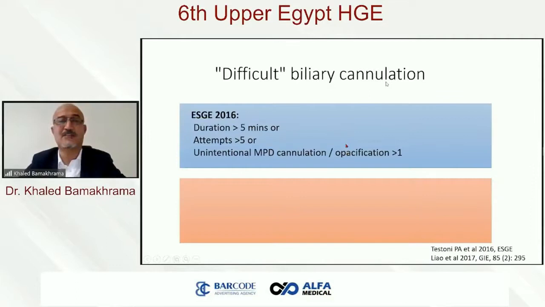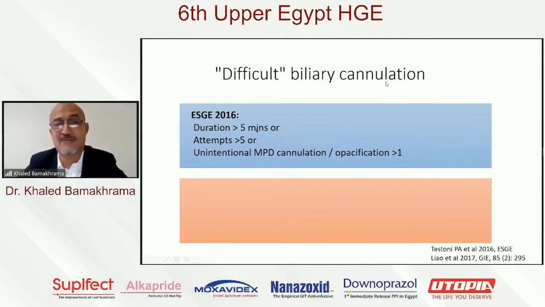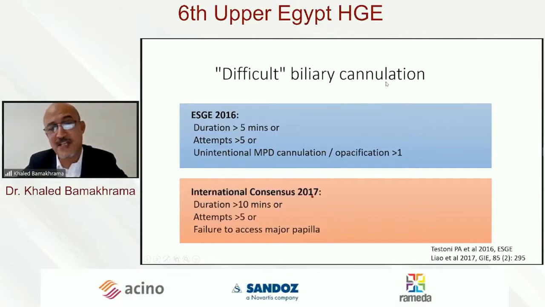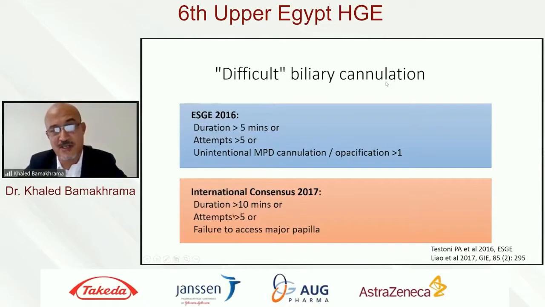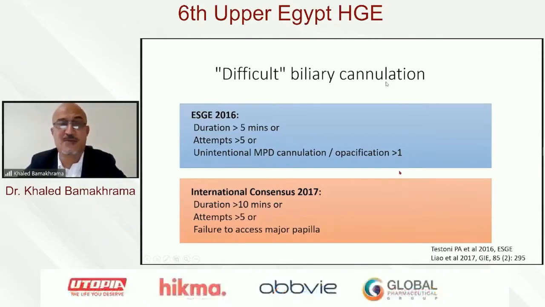So what is difficult biliary cannulation? The European Society of Gastrointestinal Endoscopy in 2016 came with this definition: more than 5 attempts, or a duration of more than 5 minutes, or unintentional cannulation of the pancreatic duct. But the international consensus in 2017 increased the duration to 10 minutes and 5 attempts, the same as the ESGE, and they didn't mention unintentional cannulation of the pancreatic duct, but they mentioned failure to access the major papilla.